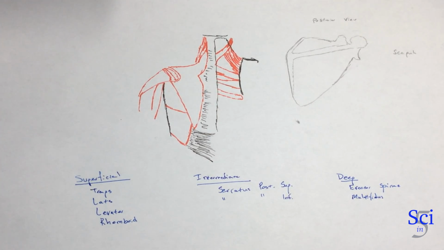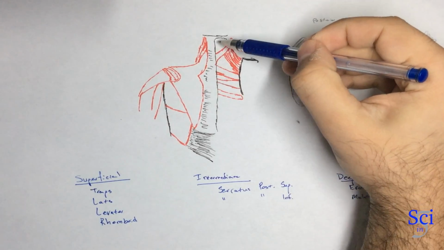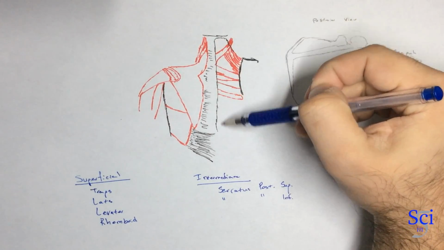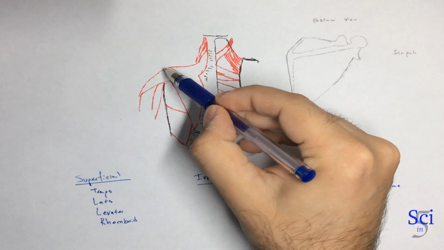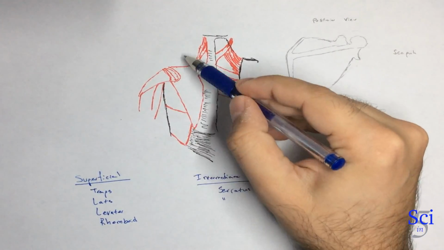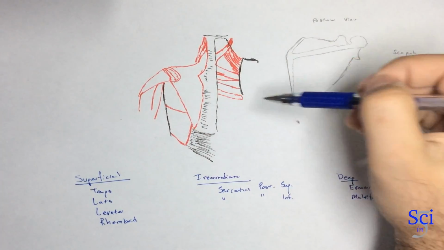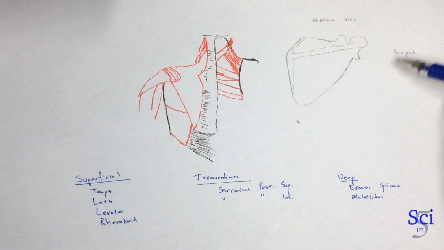So let's start with the superficial muscles. The function of the superficial muscles is pretty much moving the shoulders. I've drawn the back out here. This is supposed to be the spinal cord or the vertebrae. This is his shoulder, his arm, and the muscles that we're going to discuss, as well as over here. And this right here is a scapula.